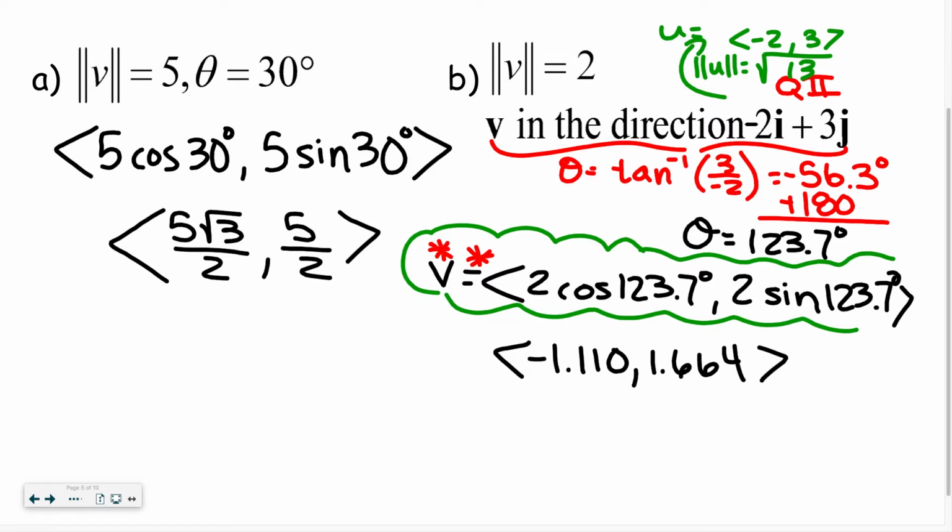The positives and negatives would be flip-flopped, because then the cosine would have been a positive value and the sine in quadrant 4 would have been a negative value. So it does matter that you get that quadrant right so that your components have the correct direction. Okay, good.